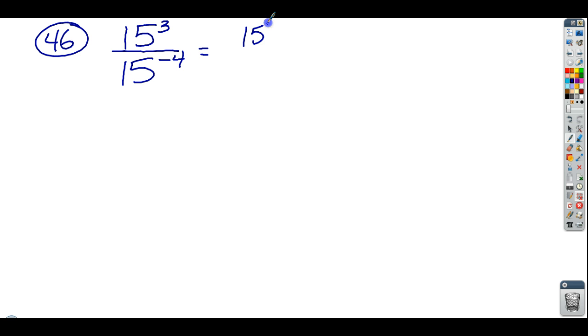15 to the 3rd power over 1 times 1 over 15 to the negative fourth. So this is going to be equal to 15 cubed over 1. I'm just going to leave it. I don't need to put this in parentheses because it's positive. It's a nice positive exponent. I don't want to mess with that.